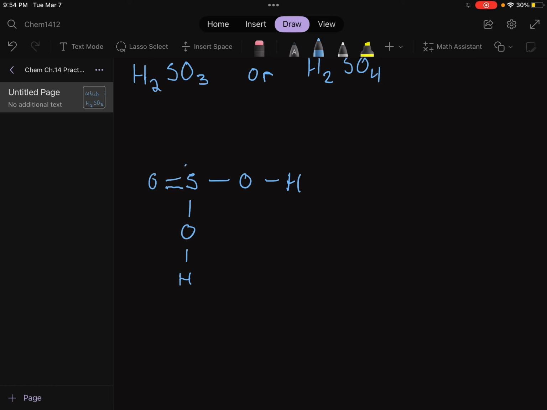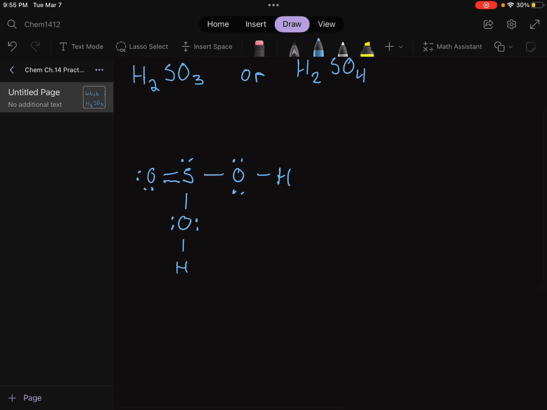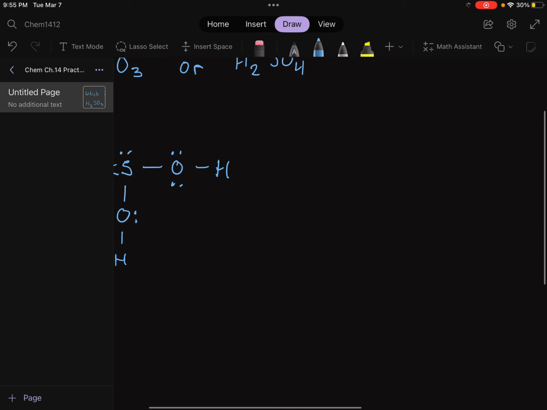Then we draw the valence electrons, and then all of them total to 26. So we have 26 right here. Then we also draw the Lewis dot structure for H2SO4. So we'll draw it over here to the right.